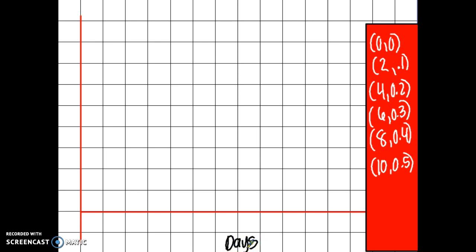Remember to label your X and Y axis. Y axis is money charged, or money that she's due to pay. And then I'm going to make my X axis in increments of 2. And my Y axis, I'm going to go by tenths. And now I plot my points.